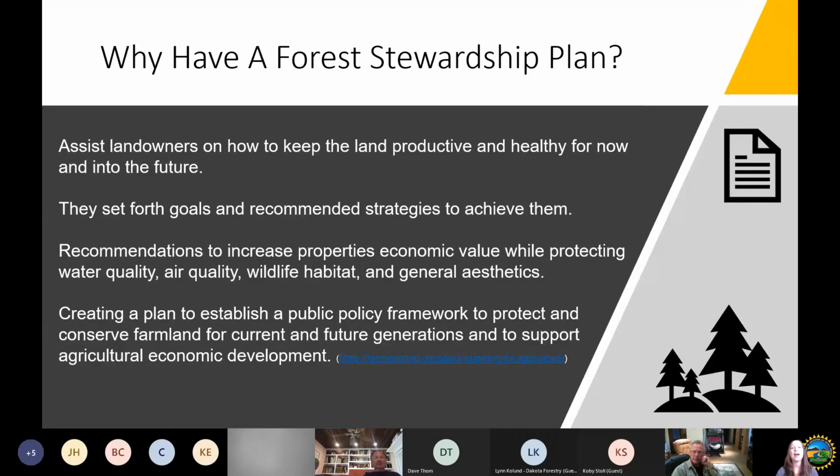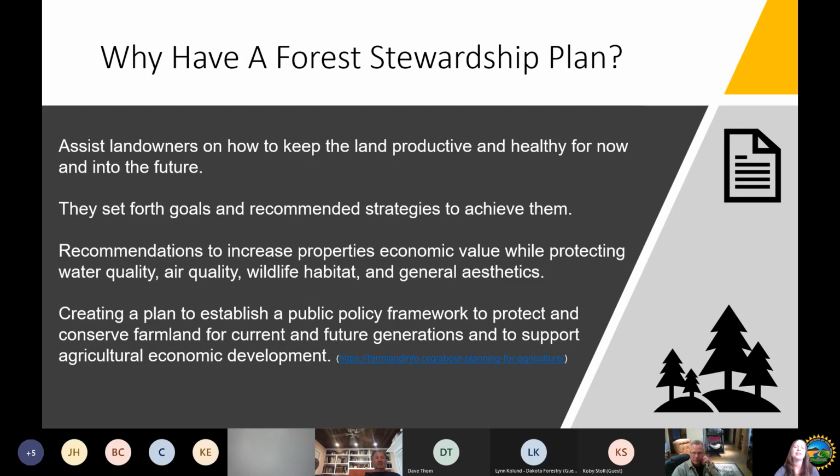So why have a forest stewardship plan? Forest stewardship plans are great for assessing landowners on how to keep the land productive and healthy. To be great at things, it's great to have a plan, to set goals, know how to get them, and get to that accomplished goal. And that's what a forest stewardship plan is.